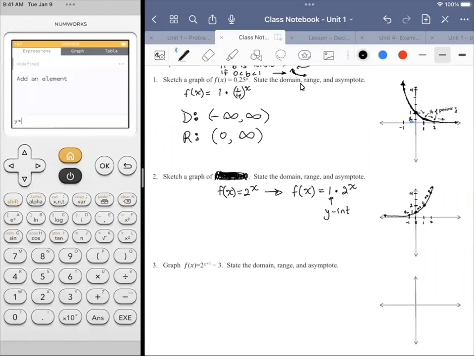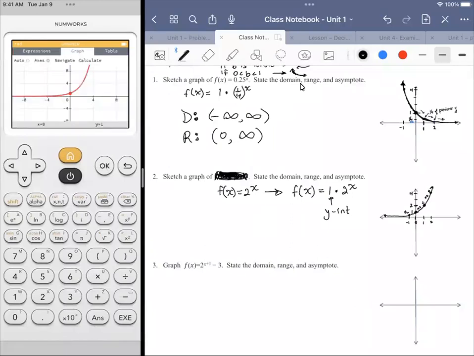equals, this time it's 2 raised to the x power. All right, 2 to the x power. And okay, locks it in to the graph. Oops. I guess long pressing doesn't always work for me. And that's what we have, which is ultimately what I put down on paper. All right. But you could trace along this and get points. At 2, you have 4.